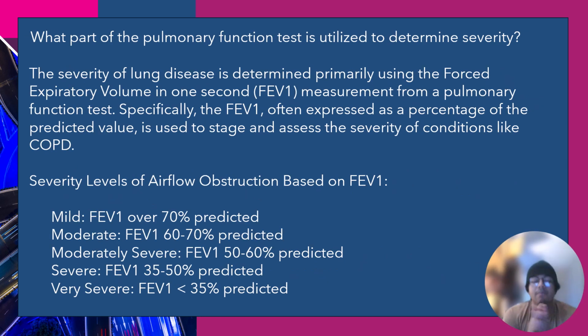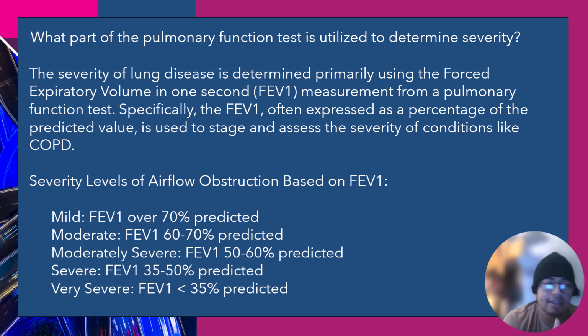So what part of the pulmonary function test is utilized to determine severity? The severity of lung disease is determined primarily using the forced expiratory volume in 1 second, a measurement from a pulmonary function test. Specifically the FEV1, often expressed as a percentage of the predicted value, is used to stage and assess the severity of conditions like COPD. So, severity levels of airflow obstruction based on FEV1%.